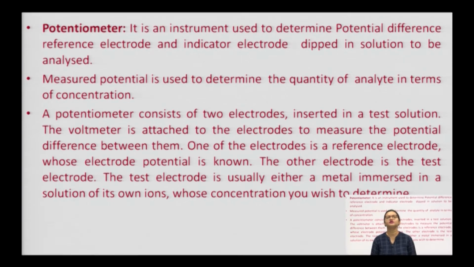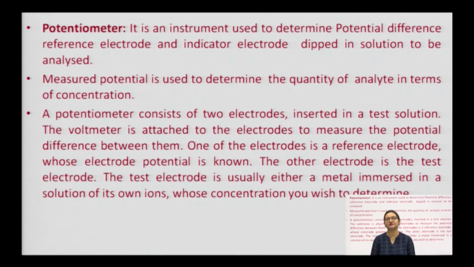Potentiometer is an instrument used to determine the potential difference between the reference electrode and the indicator electrode dipped in the solution to be measured or analyzed. Potentiometer mainly comprises different parts, mainly 4 of them. 2 kinds of electrodes are there, indicator electrode and reference electrode. Reference electrodes are very stable and do not show any changes. An indicator electrode is an electrode whose potential or voltage changes with the ionic concentration in the analytical solution.